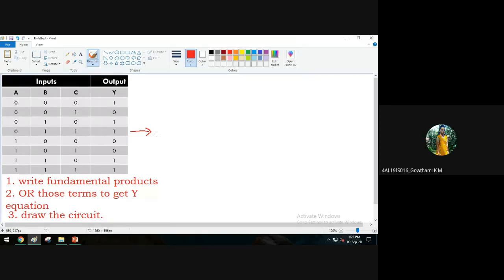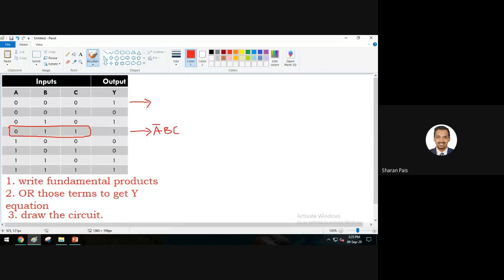Yes, sir. So can you tell me the fundamental product term for 011? A bar, B, C. Sorry, for this one, can you see in the screen? Yes, sir. 011: A bar, B, C. A bar, B, C, correct. Okay, next.